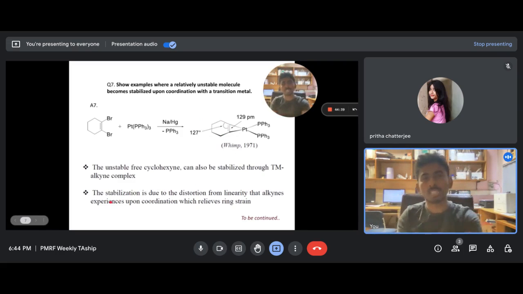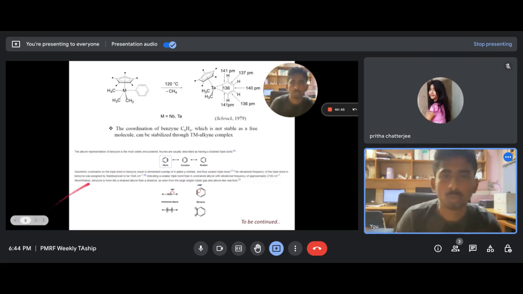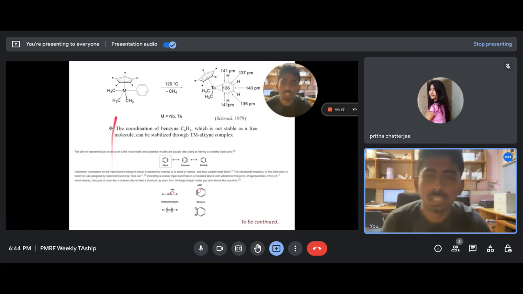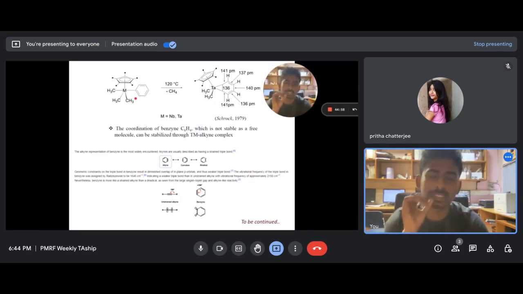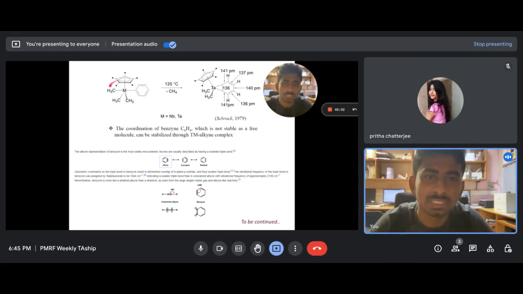So there are several such examples that we will be discussing on the same topic, like relatively unstable molecules and how they can be stabilized. In the next example, you can see this is a very famous metal complex. The metal is niobium and tantalum. There are two methyl groups, both trans to each other. This one is a Cp star, and this is a metal phenyl complex.